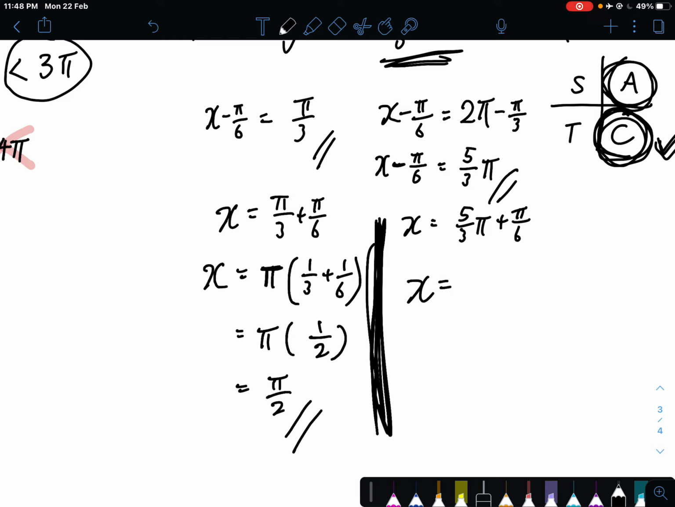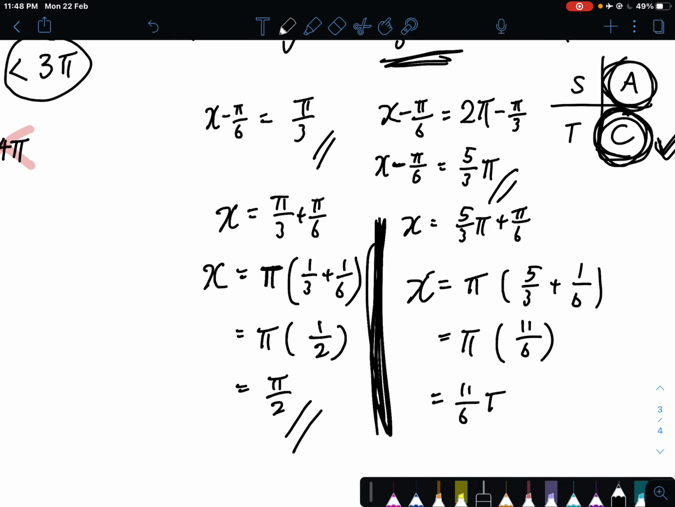Then we continue to solve. x equals 5/3 pi plus pi by 6. It's really just factor out the pi, then 5 over 3 plus 1 over 6. What is that? It's just 11 over 6 pi. 11 over 6 pi. Are we done?